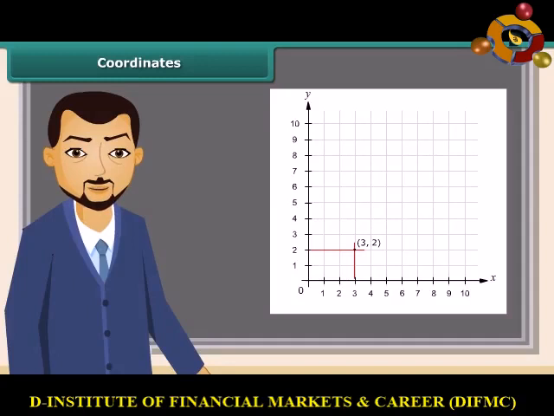3 is called the x coordinate of the point. 2 is the y coordinate of the point. We say that the coordinates of the point are 3, 2. Always the first number indicates the x coordinate and the second number indicates the y coordinate.